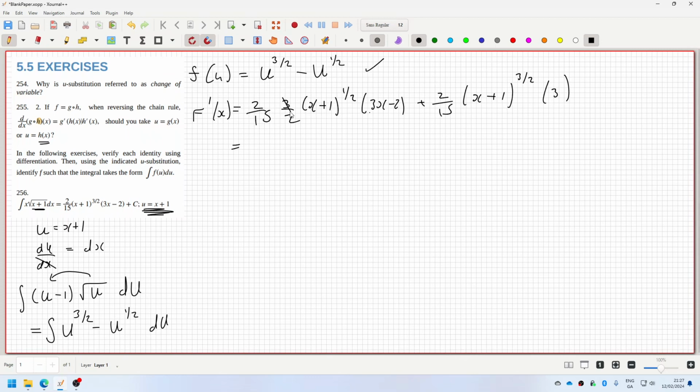3 goes into 3 once, 3 goes into 15 5 times, the 2's cancel. That would be 2/5 root x plus 1 times 3x minus 2 plus 2/15 root x plus 1 cubed times 3. So that's, oh, actually, I can do the same thing. 3 goes into 3 once, 3 goes into 15 5 times. So that's 2 over 15.